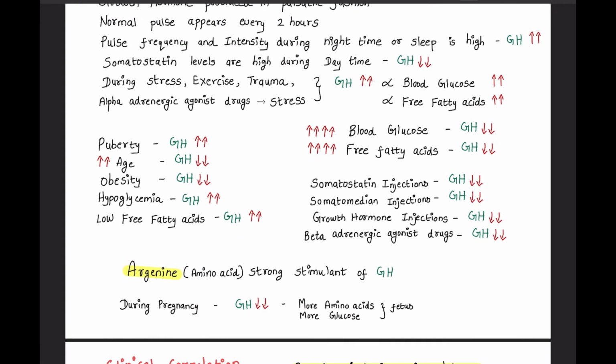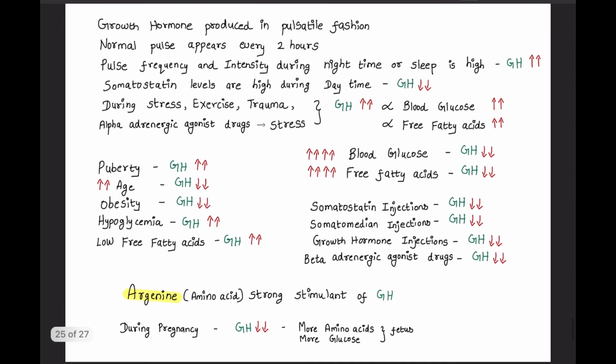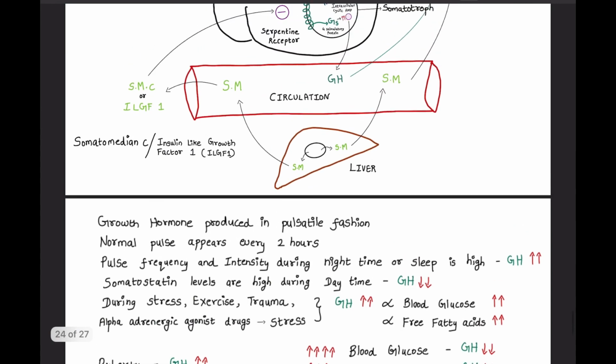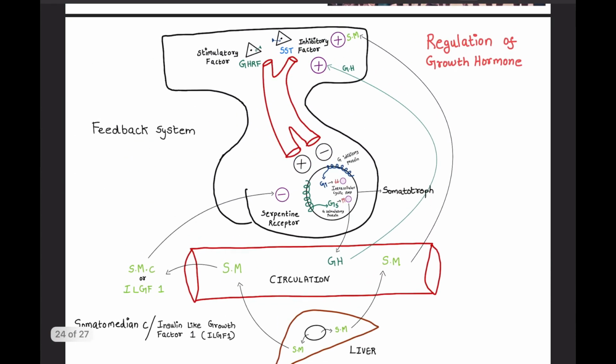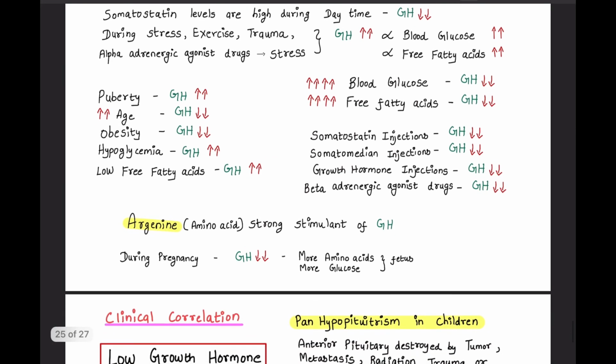As we have discussed earlier, if you take growth hormone injections, your growth hormone levels will be lower, because if the growth hormone levels are higher in the circulation, the growth hormone itself will act on somatostatin and stimulate the somatostatin and inhibit the synthesis and release of growth hormone.